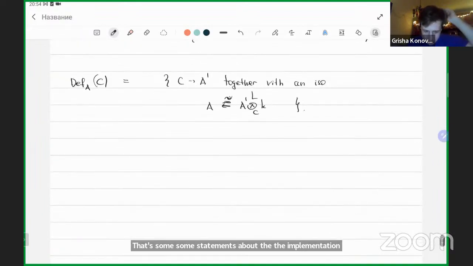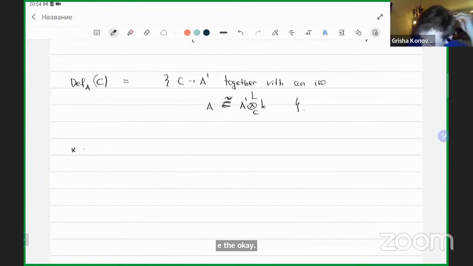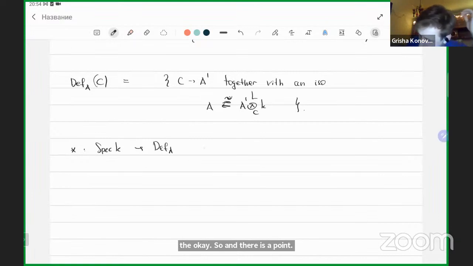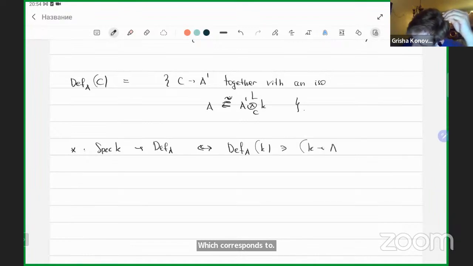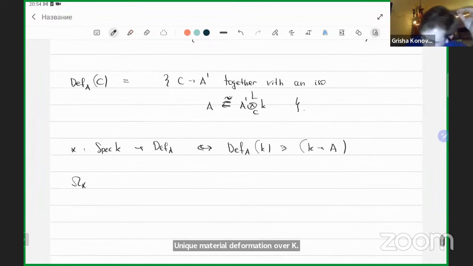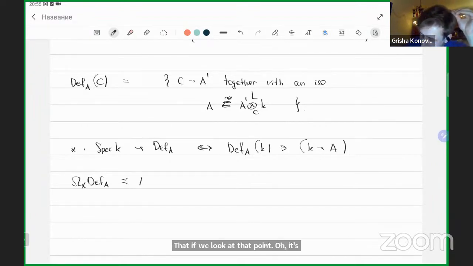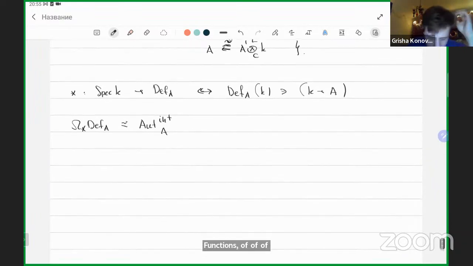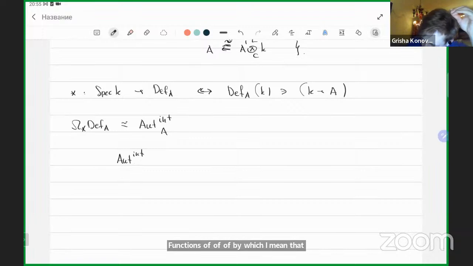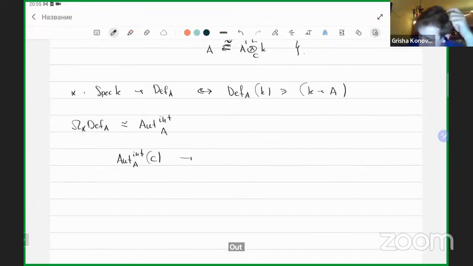Okay, and there is a point, spec K of depth A, which corresponds to the unique trivial deformation over K. And it can be checked, it's pretty formal, that if we look at that point of our deformation functor, we will get the functor of infinitesimal automorphisms of A, by which I mean that Aut inf of A of C fits into the pullback diagram of spaces.